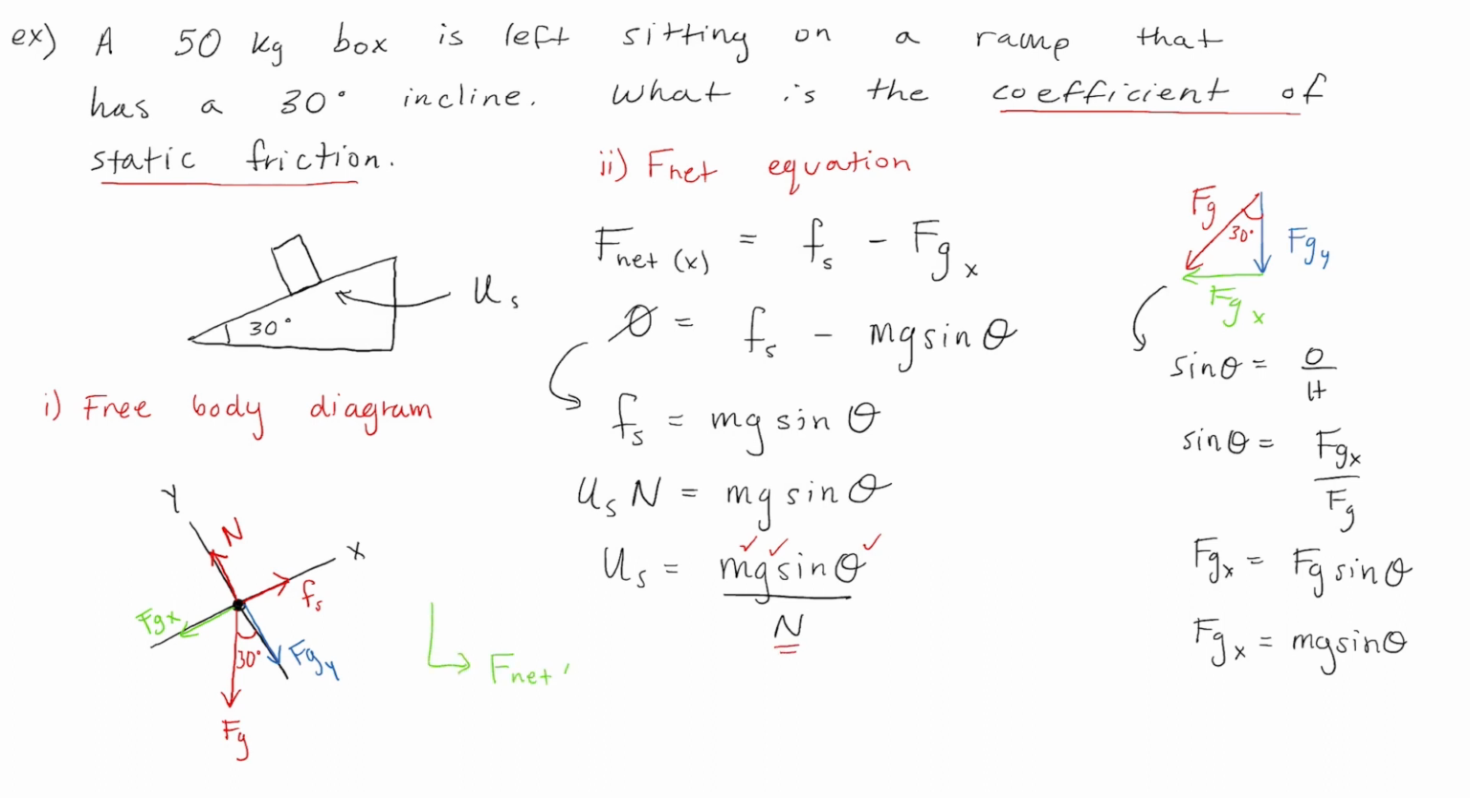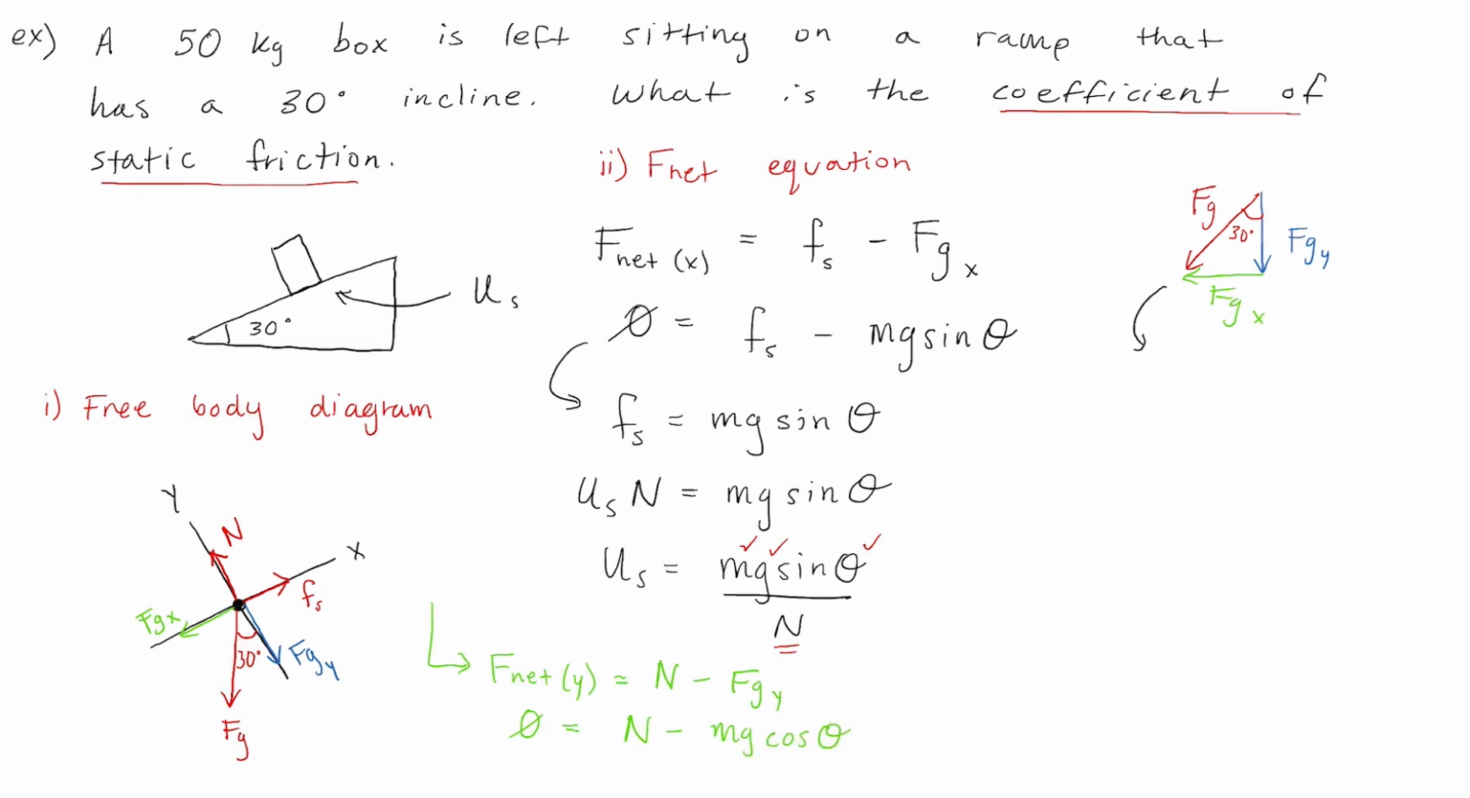Well, we do an F net y equation, which would be the sum of all the forces acting along the y-axis. So we have the normal force minus the y component of the force of gravity. We can replace F net y with 0 because the box is not moving up or down along the y-axis. And we can replace the y component of the force of gravity with mg cos theta.